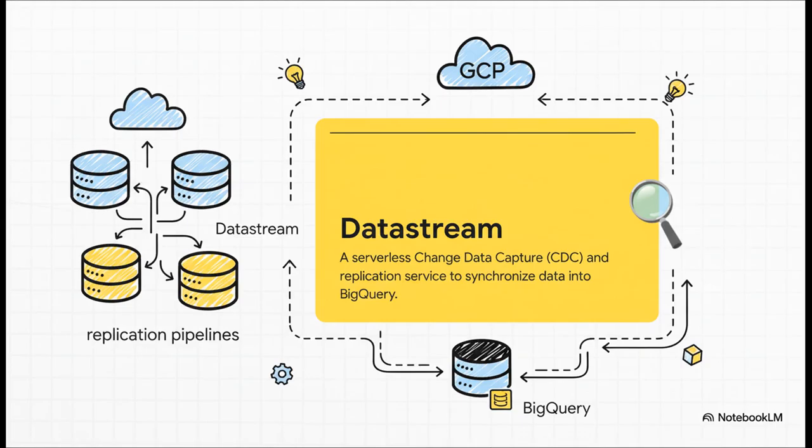The magic word here, the service you absolutely have to know, is Datastream. Think of it as Google's serverless Change Data Capture, or CDC, service. It's designed to do exactly this: synchronize data from your operational databases, like Oracle or Cloud SQL, straight into BigQuery, with almost no latency and minimal impact on the source. This is the modern replacement for those painful, self-managed replication pipelines.